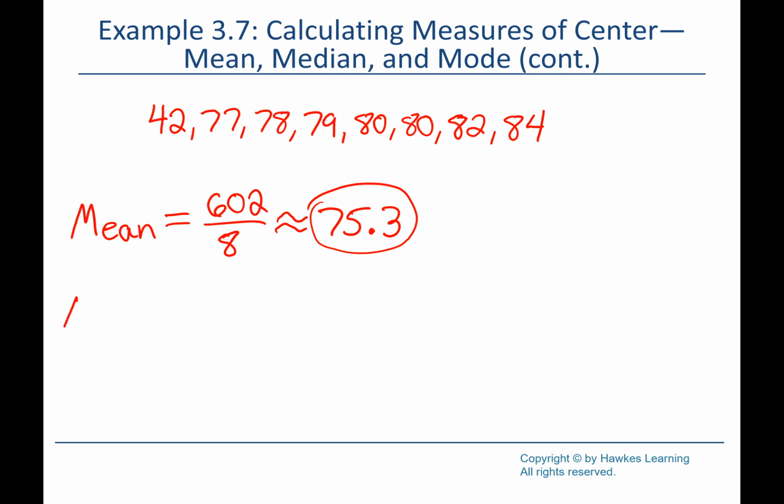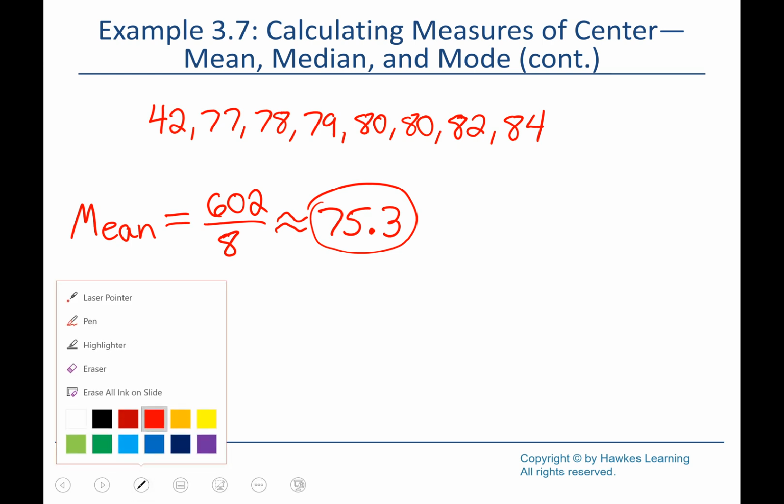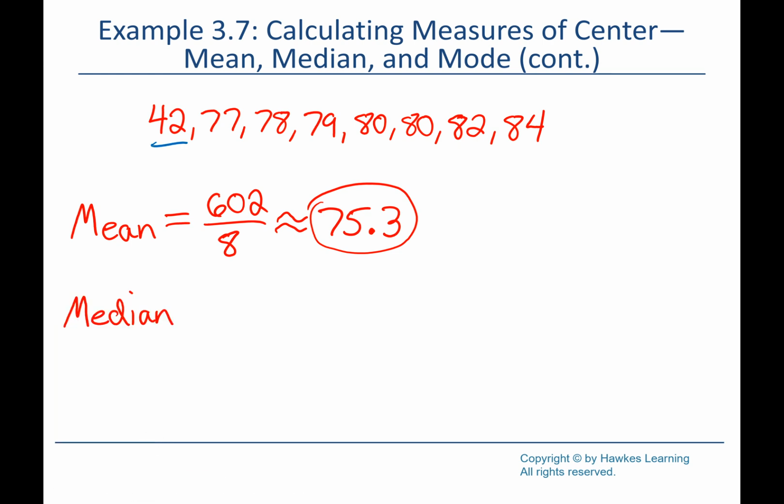The median, we've already got our data in order. So we just need to try to find the middle number. Okay, so if we mark values off on each end, you may have noticed when we said we had 8 data values, we have 2 middle numbers here. So we take our 2 middle numbers, 79 and 80, add those together, divide by 2. So here our median will be 79.5.